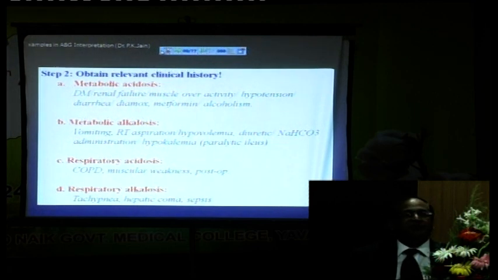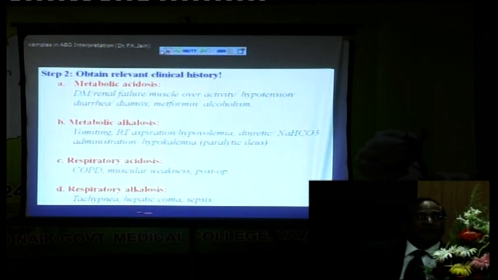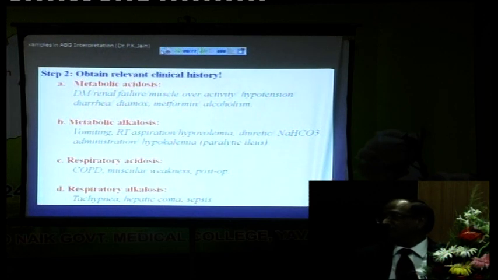When do you suspect respiratory acidosis? COPD, inadequate reversal of anesthesia, muscle paralysis, GB syndrome, myasthenia. Okay, you suspect this. When do you suspect respiratory alkalosis? Whenever a patient is tachypneic, for any reason, pneumonia, anemia, any of those. Also, early hepatic coma, early sepsis, you can get respiratory alkalosis. In severe cases, you get metabolic acidosis.